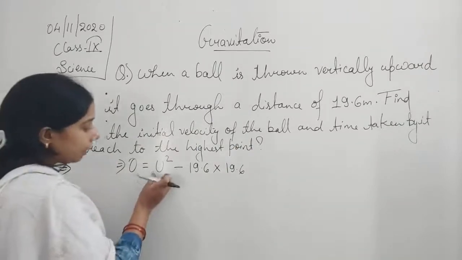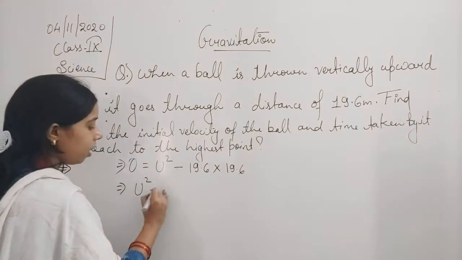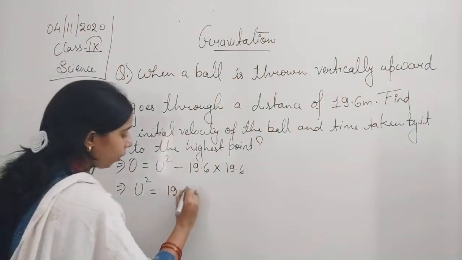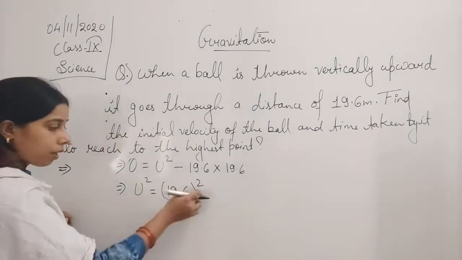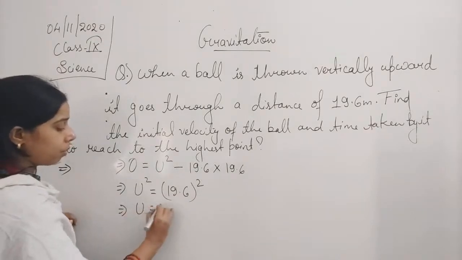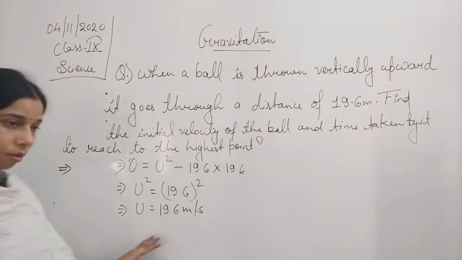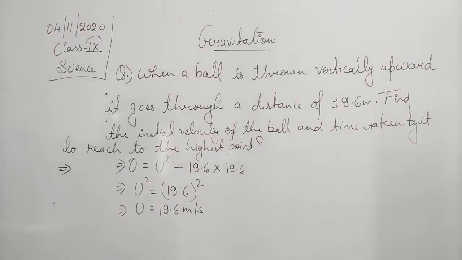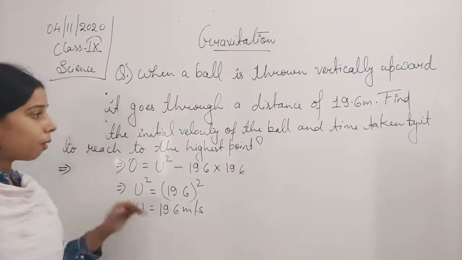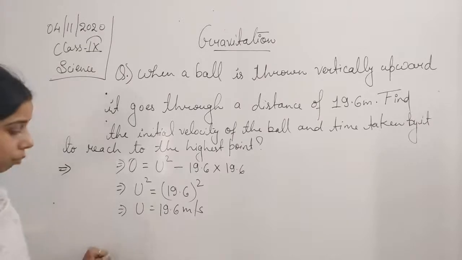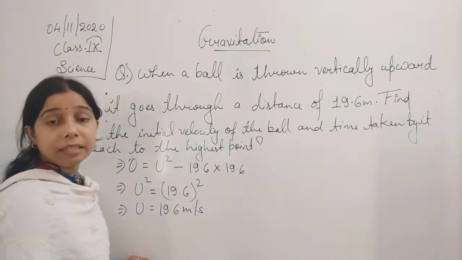Now what we can do, this u square will come to this side and it will become u square is equal to 19.6 the whole square. Okay, so u square is equal to this, so we can say u is equal to 19.6 meter per second. So the value of the initial velocity came out to be 19.6 meter per second. By this formula students, we can get the initial velocity of the body.